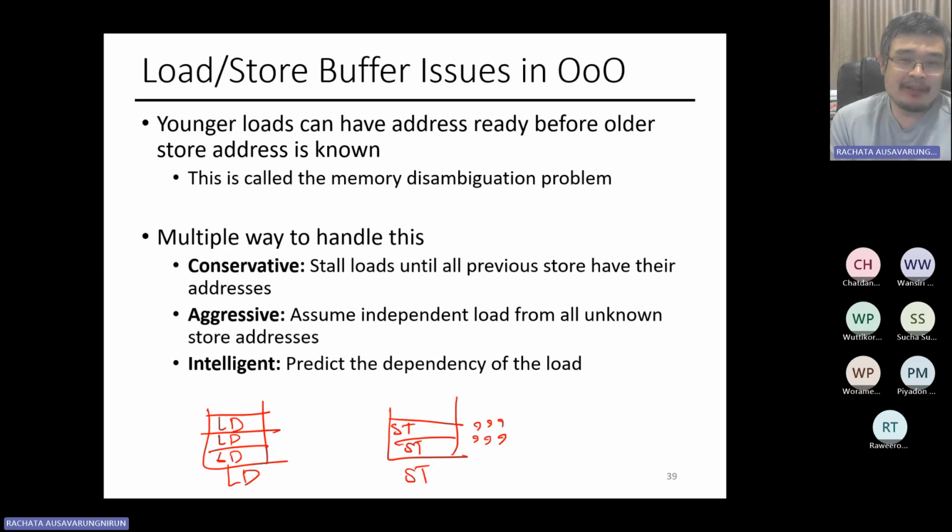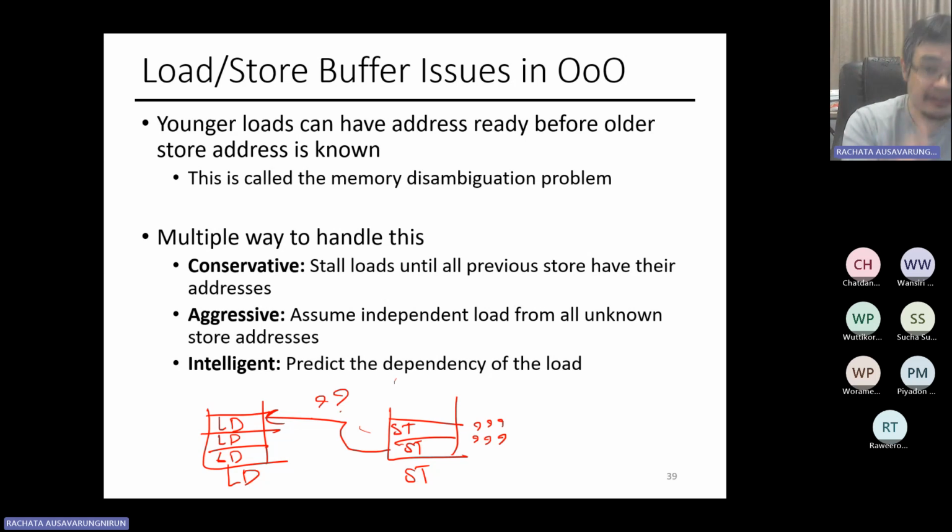One thing that can happen is, well, we can assume every single thing has an independent address and aggressively keep loading. Or I can try to predict the dependency of the load. Are these dependent on each other? Can I forward the store from here to here? Because I don't know the address, that is something you have to figure out. Again, this is a design issue.